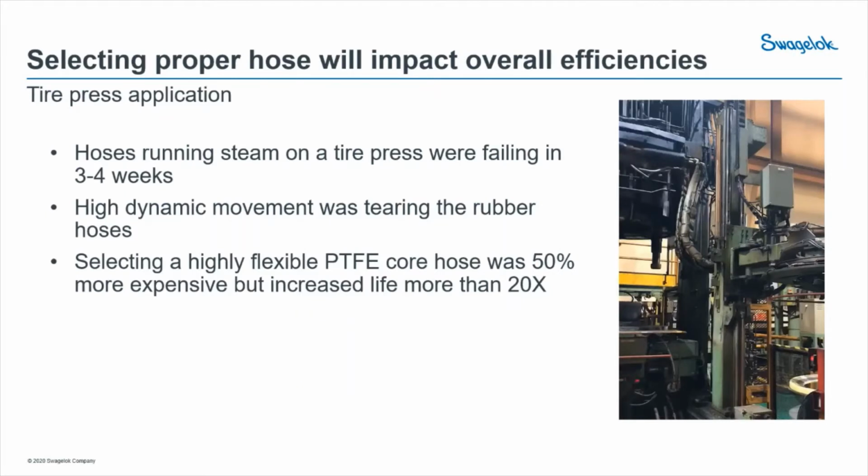So let's get into a quick case study to illustrate that. For this particular one, they were running hoses on a steam application at a tire press, which were failing in about 3 to 4 weeks, which is very frequent for hoses.